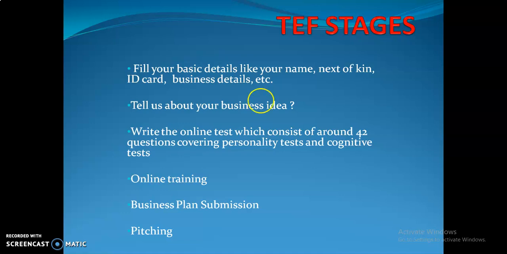So the next stage, after you've done these two stages, that's filling your basic details and your business idea, would be to write the online test. So there's around 42 questions you'll answer within 1 hour. So it's 22 questions for personality, to check your personality, and it's 20 questions to check your arithmetic, that's cognitive. I'll be showing you examples of these questions each in the coming slides.